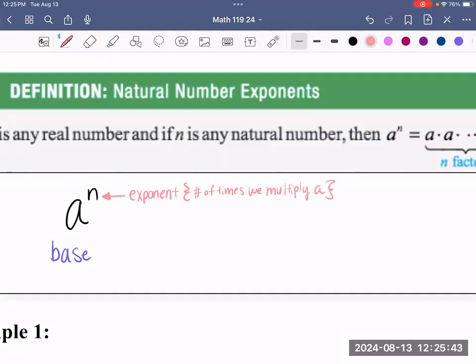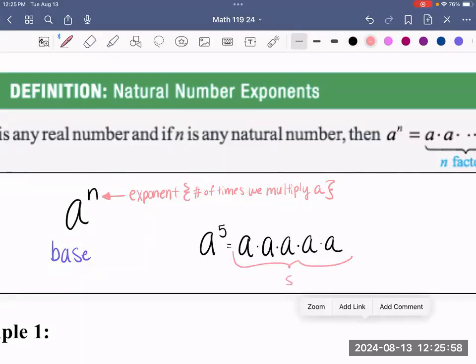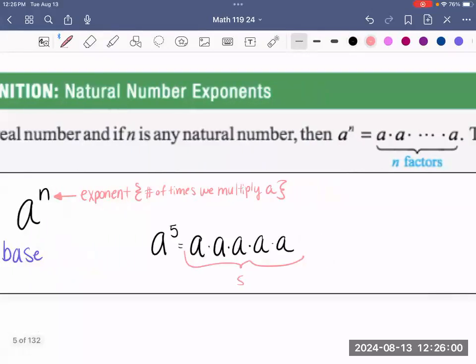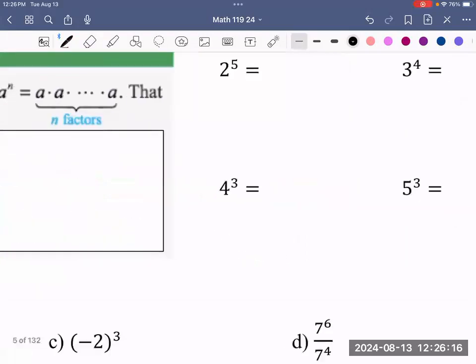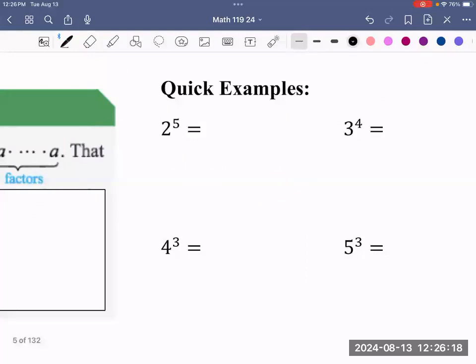So for example, if we had a to the fifth, we're going to be writing a multiplied by itself 5 different times. 1, 2, 3, 4, 5, and there you go. Kind of different from a coefficient where we're going to be adding the same amount of a variable, right? So adding, we have a coefficient. For multiplying, we have the exponent there. So let's see if you can pause the video and do some quick examples.